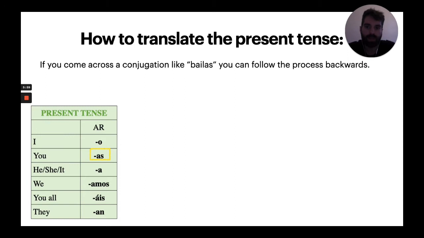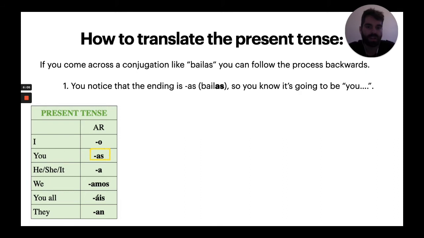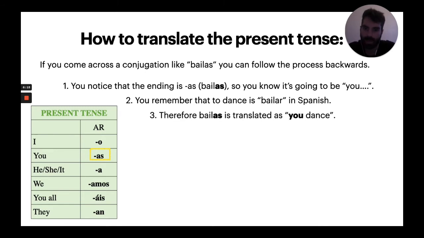In the same way, imagine that we come across something like bailas. We notice that bailas ends with AS. Therefore, we look at the table and we see that when a conjugation ends with AS, like bailas, that's you. And because we know that bailar is to dance, bailas with that ending is going to be you dance.